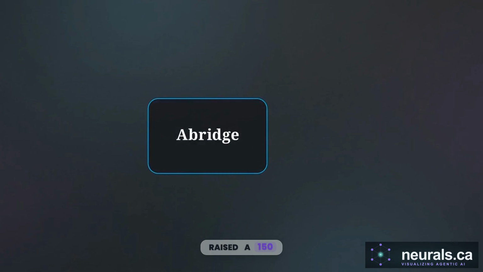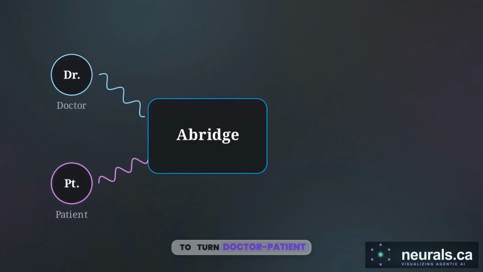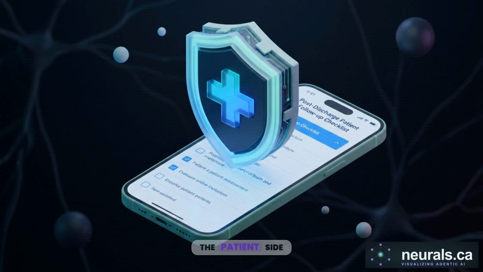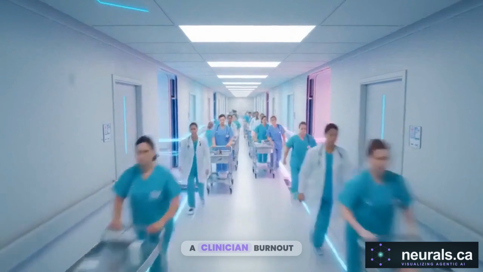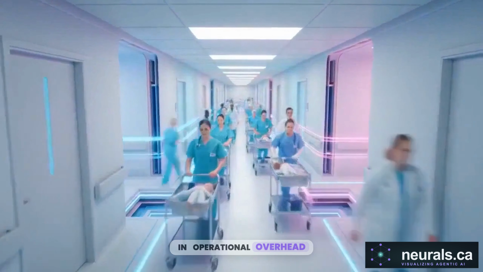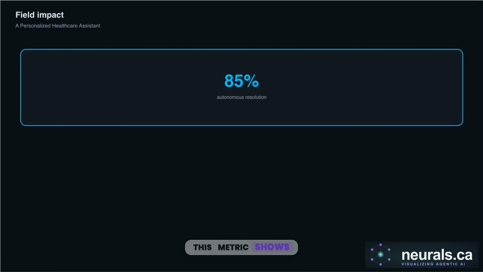Abridge raised a $150 million Series C to turn doctor-patient conversations into structured episodic memory. On the patient side, Hippocratic AI secured massive funding specifically to deploy safety-certified bounded autonomy agents for non-diagnostic tasks like post-discharge follow-up. This rapid adoption is fueled by a clinician burnout crisis, costing the U.S. system billions in operational overhead and lost hours. This metric shows the operational goal, an 85% autonomous resolution rate for routine interactions, dramatically reducing bottlenecks in health systems.